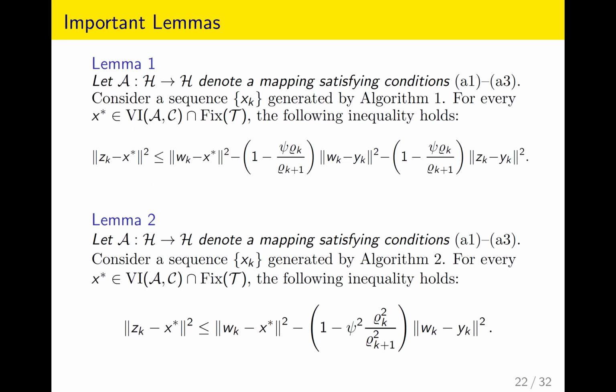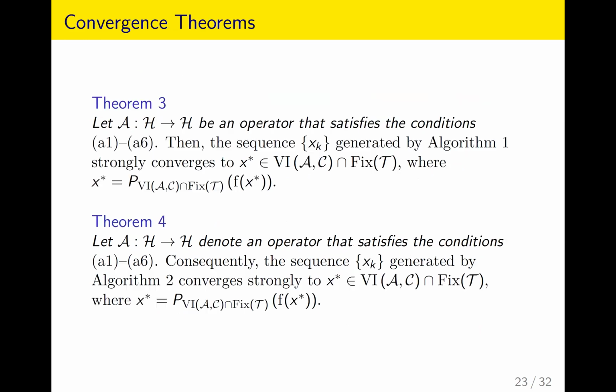These two lemmas are important to study the boundedness of the sequence. Lemma one is produced from algorithm one, and lemma two is produced using algorithm two, where we have z_k. The boundedness of z_k and the solution norm square should be less than a bound. These two lemmas are useful to prove the boundedness of the sequence.